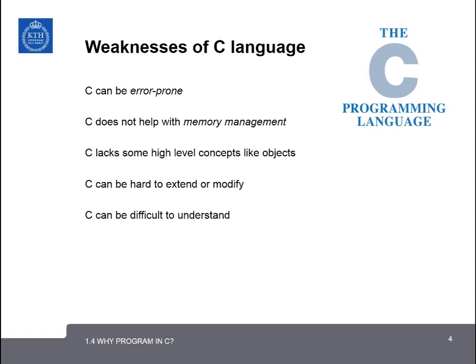C does also not help at all with memory management, and this means you always have to make sure that you're allocating and freeing all the memory yourself, where many modern programming languages take care of this for you. C also lacks some high-level concepts like objects, which can make it more difficult to program some types of programs in C. It's also in some cases hard to extend or modify C because of the rigidity of the language. And finally, C can be difficult to understand for a novice.